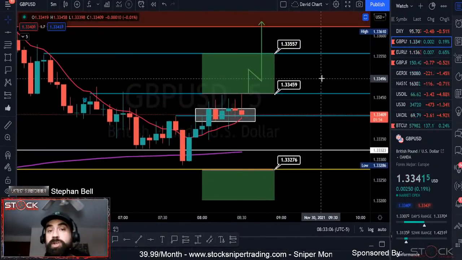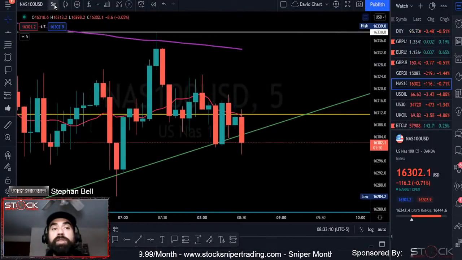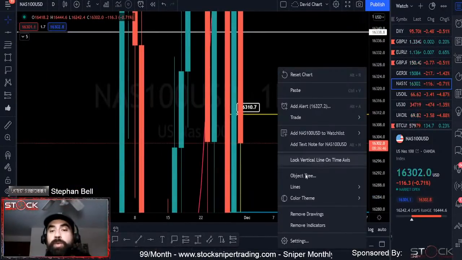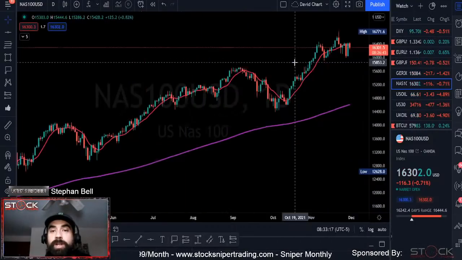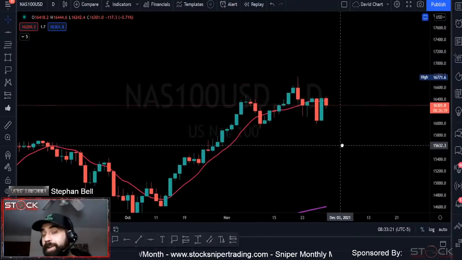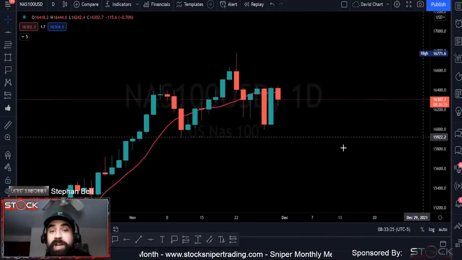Gold is ugly. GU is ugly. Nasdaq is ugly. Everything's ugly right now, and there's not much we can do about it. We're the retail traders, the ones that want to rush into everything and press buy, sell, buy, sell. That's what happens. Retail traders are the ones that get the short end of the stick.